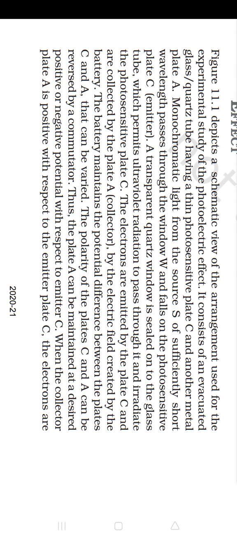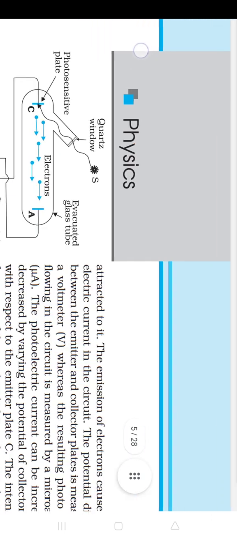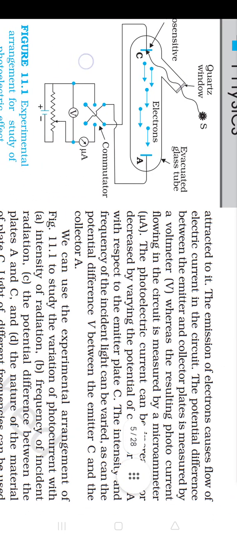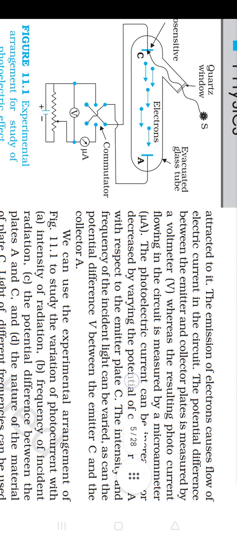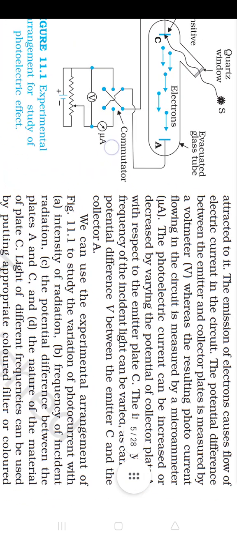The electrons are emitted by the plate C and are collected by the plate A, the collector, by the electric field created by the battery. The battery maintains the potential difference between the plates C and A that can be varied. The polarity of the plates C and A can be reversed by a commutator. Thus, the plate A can be maintained at a desired positive or negative potential with respect to emitter C. When the collector plate A is positive with respect to the emitter plate C, the electrons are attracted to it. The emission of electrons causes flow of the electric current in the circuit.